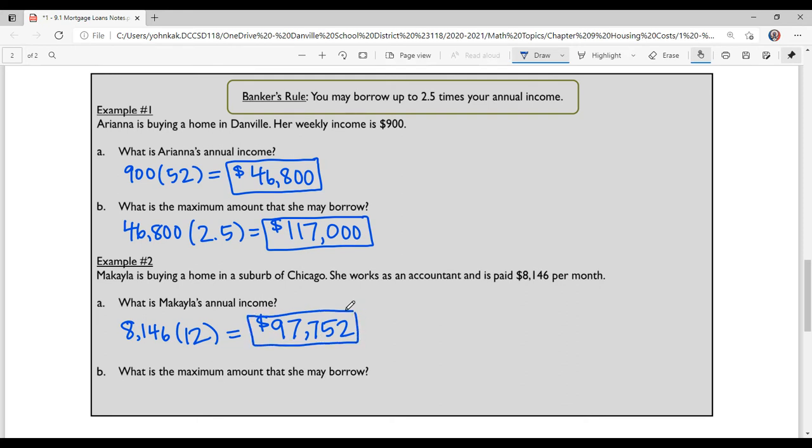To find the maximum amount that she may borrow, you can take that annual income, $97,752, and multiply by 2.5. That says that Michaela can borrow at most $244,380.